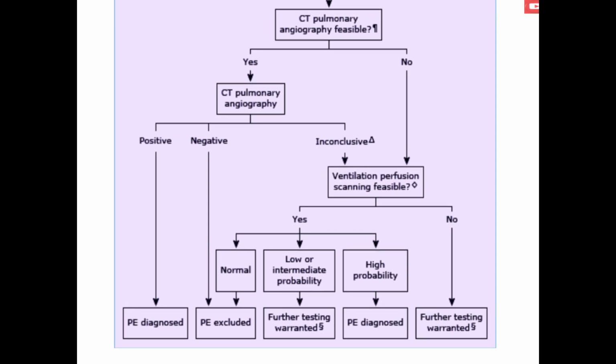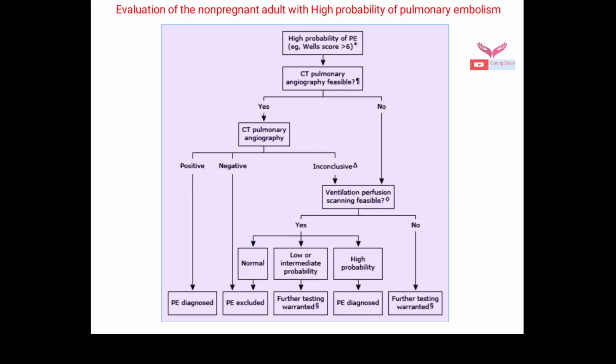If it is positive, then pulmonary embolism is diagnosed. If it is negative, then pulmonary embolism is excluded. If CT pulmonary angiography is inconclusive or not feasible, then we do ventilation perfusion scanning. If this ventilation perfusion scanning is feasible and normal, then pulmonary embolism is excluded. If it is low or intermediate probability, then further testing is warranted. And if ventilation perfusion scanning shows high probability, then pulmonary embolism is diagnosed. If ventilation perfusion scanning is not feasible, then further testing is warranted.